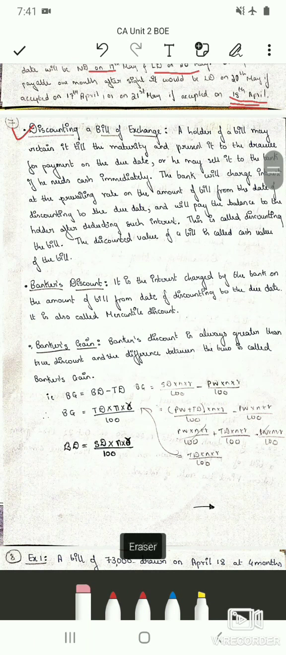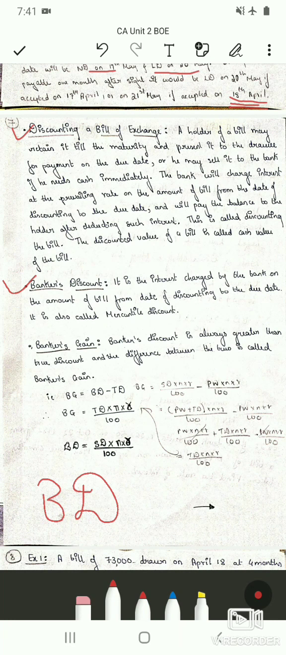So the next important term is banker's discount. It is usually denoted as BD. So what is banker's discount? It is the interest charged by the bank on the amount of the bill from the date of discounting to the due date, and it is also called mercantile discount. So banker's discount is nothing but the simple interest charged by the bank on the amount of the bill from the date of discounting to the due date.